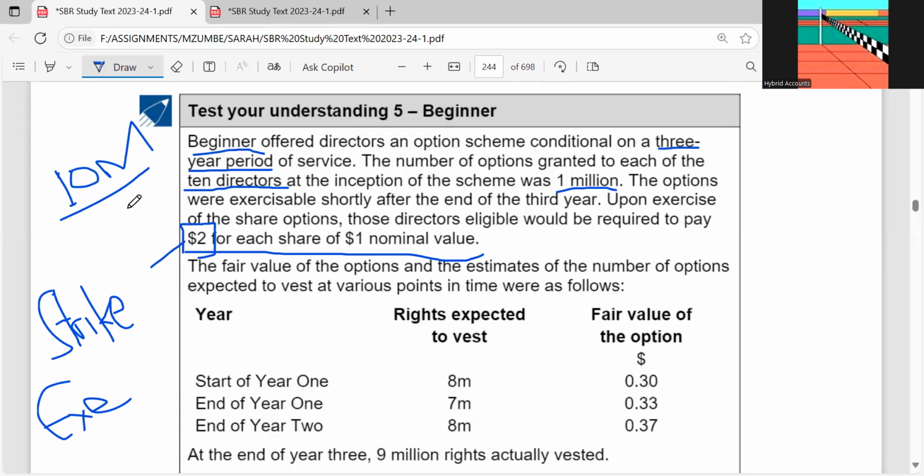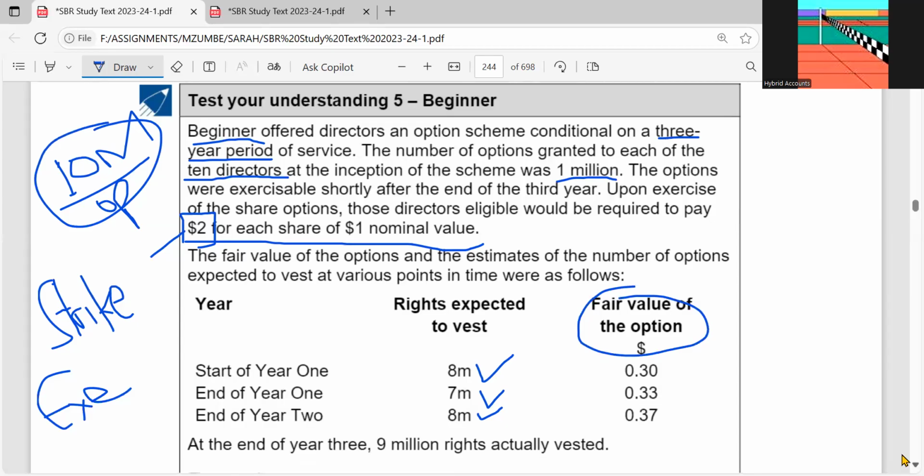These are the total number of options expected to vest, 10 million options. They have not told you this director would leave, this director would remain. They have avoided that because they have seen that you have gone a bit further. So they have given you the product of share options and the number of directors, like 10 million here. They already tell you the rights expected to vest. So you have 8 million there, 7 million, and 8 million. The fair value of the options, we have them too.